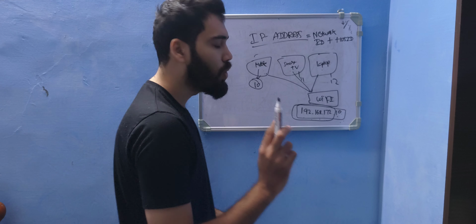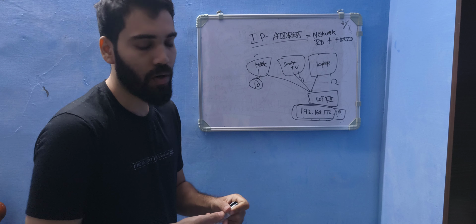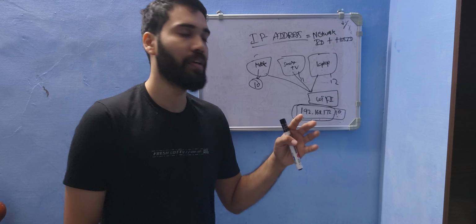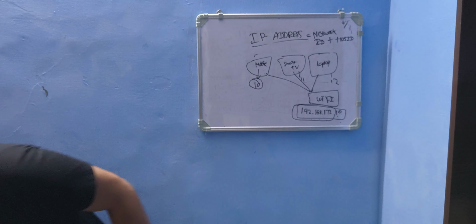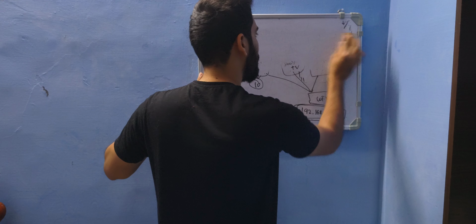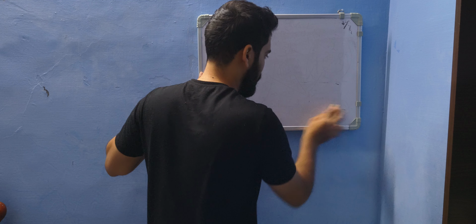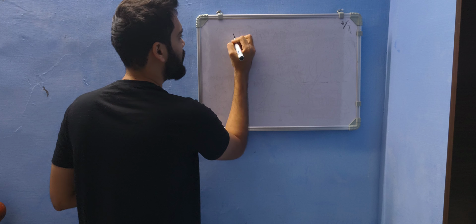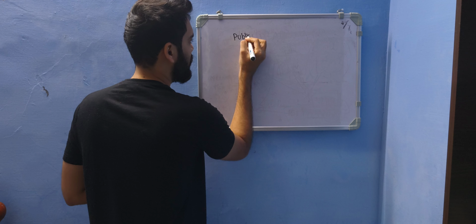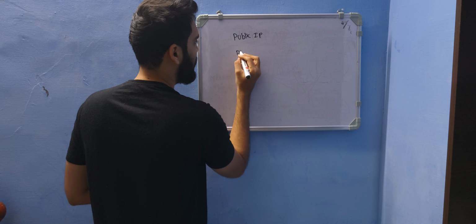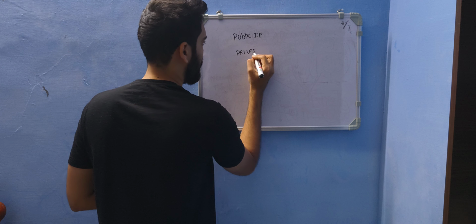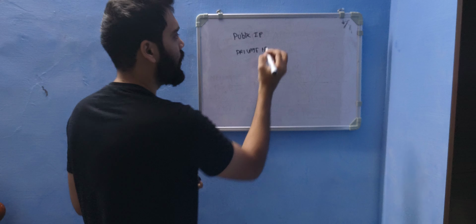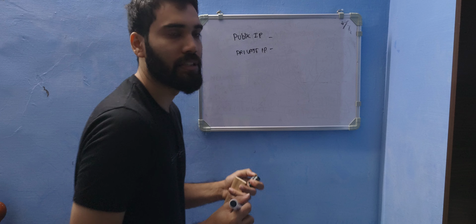There are two types of IP: one is private IP and another one is public IP. We should know these two things before we get into the next topic. So now, public IP and private IP. I'll give some simple examples so that you can easily understand.